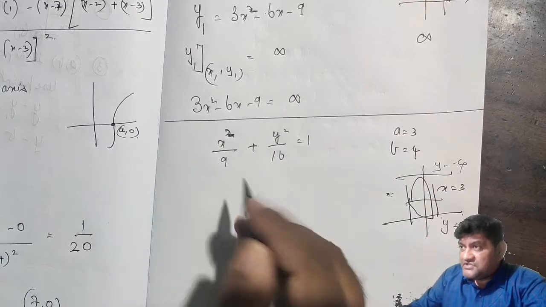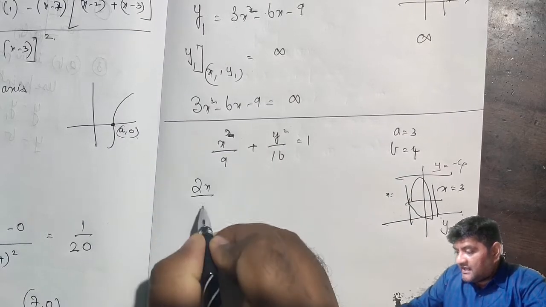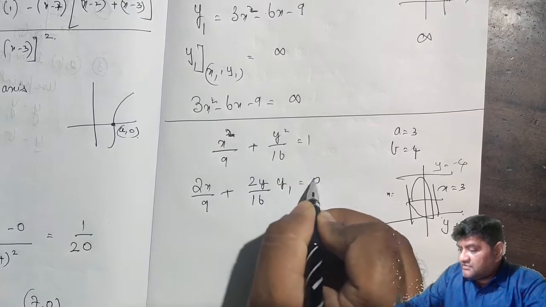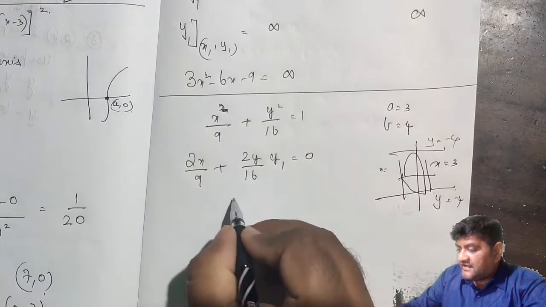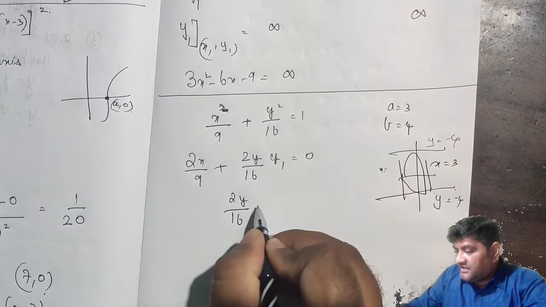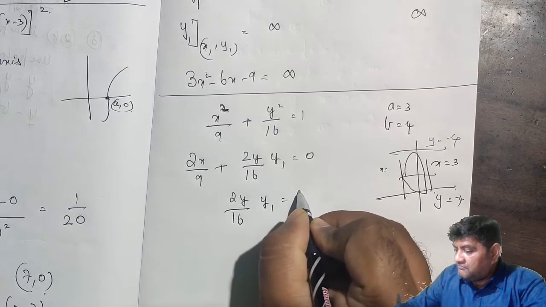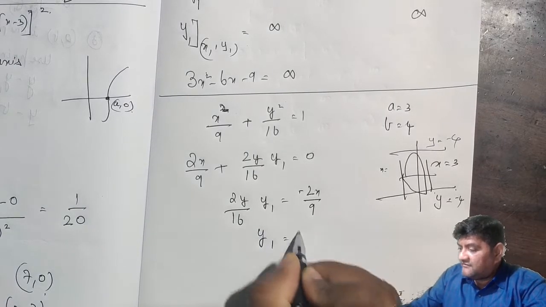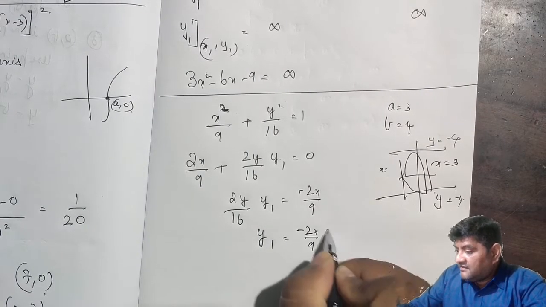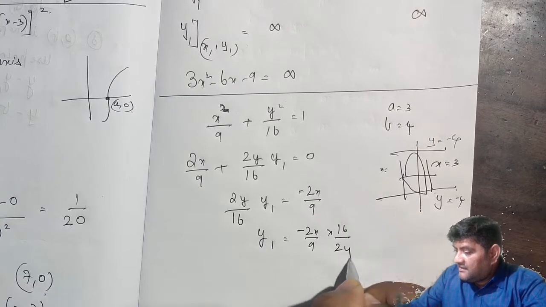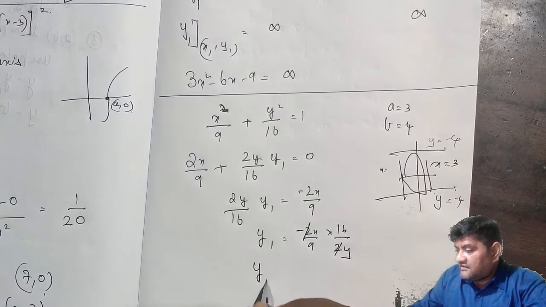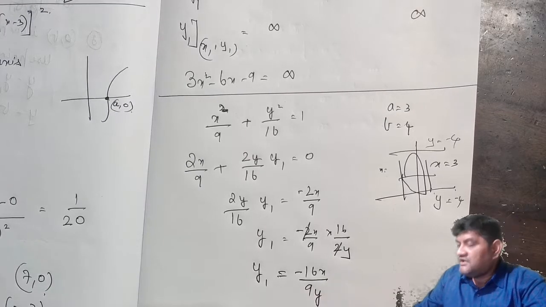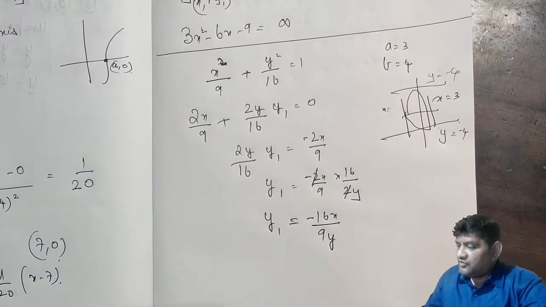But if I had to differentiate, what would I do? I would say 2x by 9 plus 2y by 16 y1 is equal to 0. Transposing this to the right hand side, I'll have 2y by 16 y1 is equal to minus 2x by 9. So when I solve this, I'll have minus 2x by 9 into 16 by 2y. 2 and 2 get cancelled, so y1 is equal to minus 16x by 9y. Now that's going to be your slope.